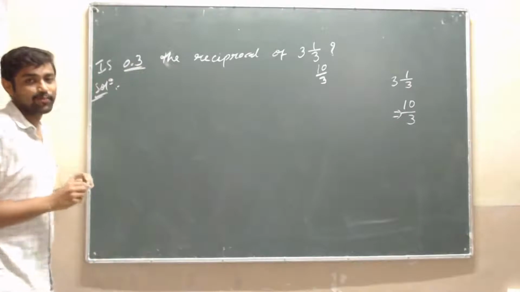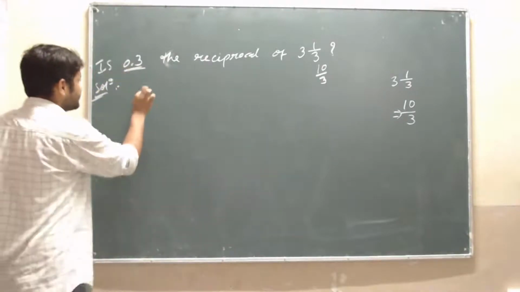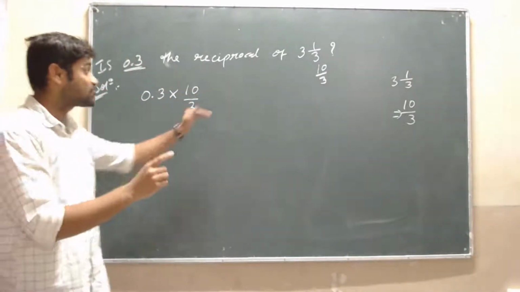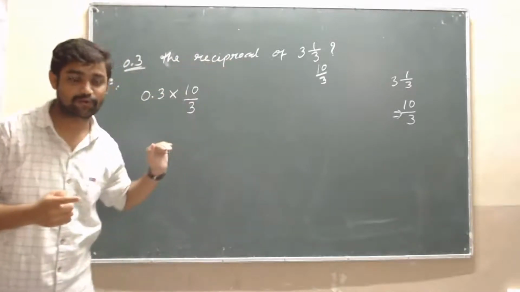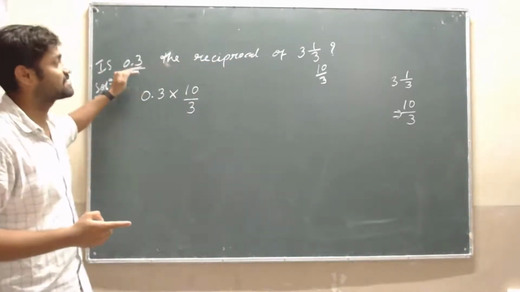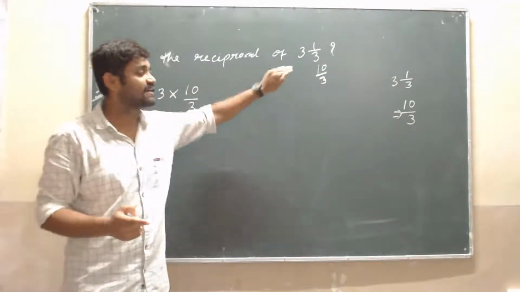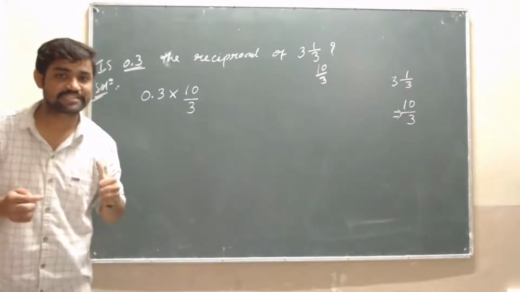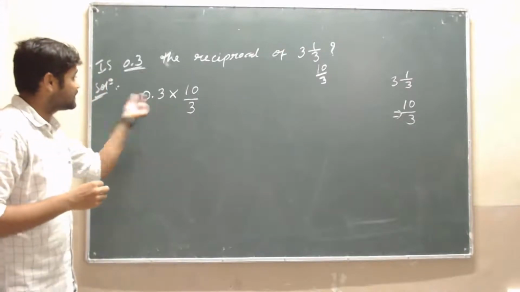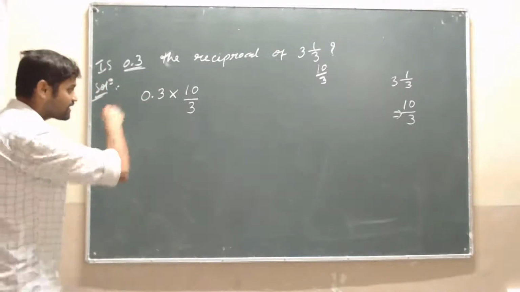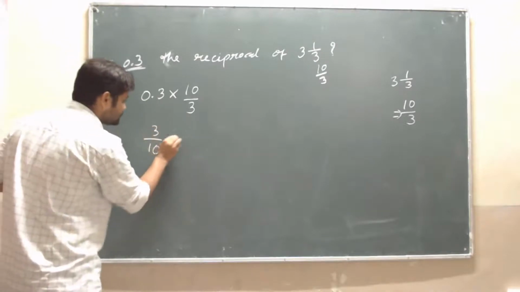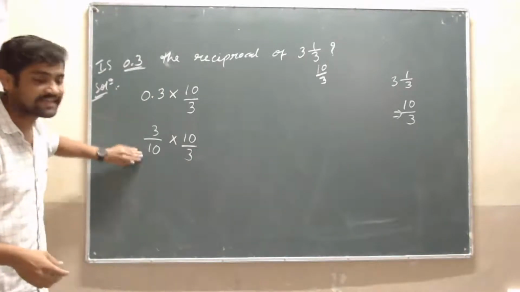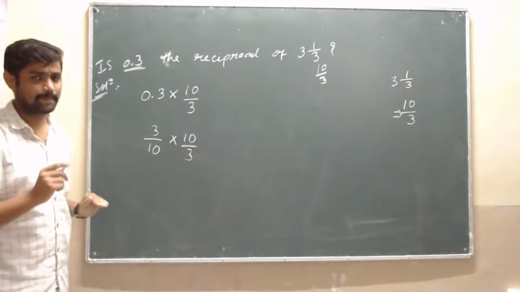Then we have here 0.3. While multiplying 0.3 into 10 by 3, what should we get? The answer should be 1 if both are reciprocals. If it is a reciprocal, then the answer will be 1; otherwise, no. Can we write 0.3 as 3 by 10? Yes or no? Just check with your calculator. What is the answer of 3 by 10?